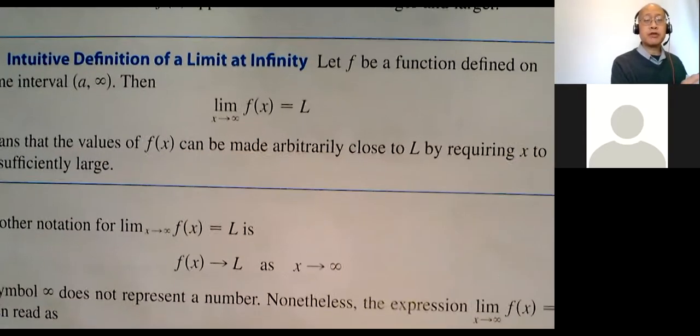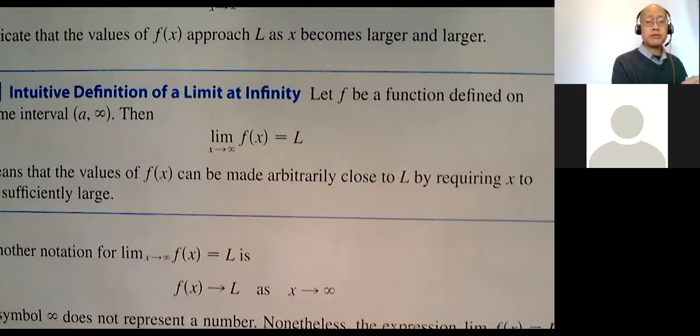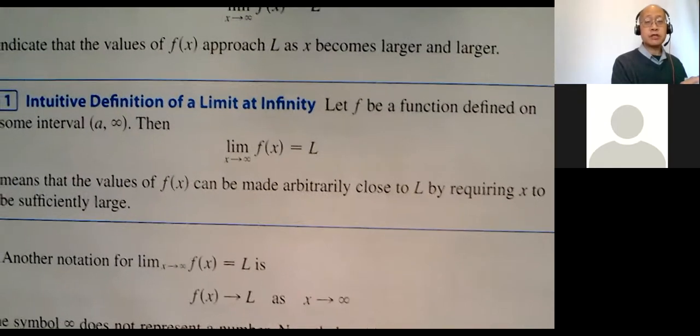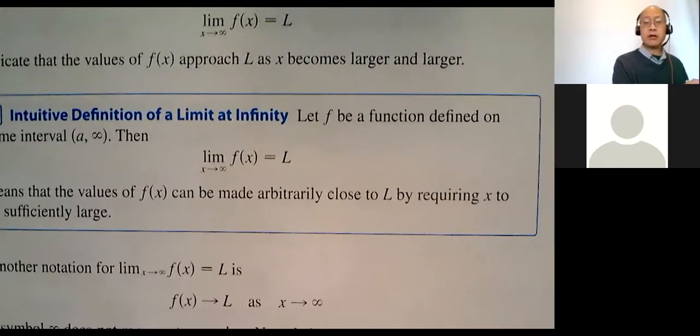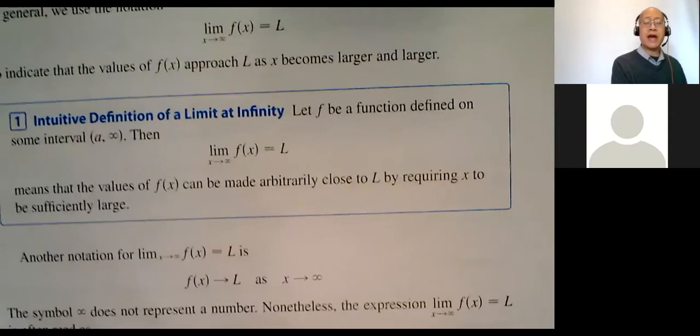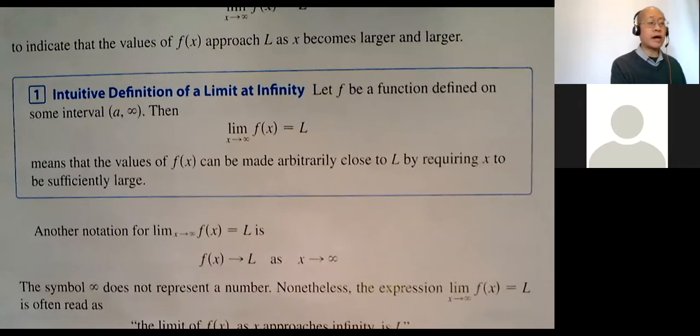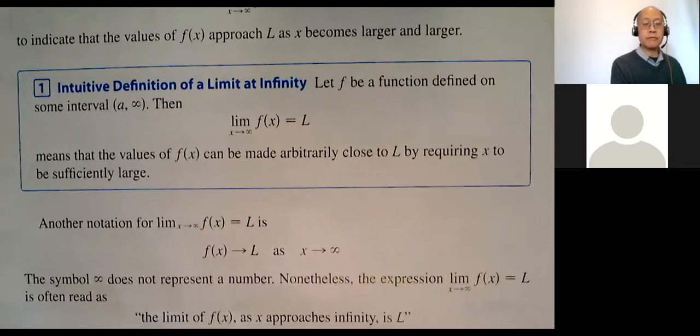Limit as x approaches infinity. Okay, you can also approach negative infinity. Limit as x approaches infinity of f of x is equal to L. So that means when x gets bigger and bigger and bigger, 1,000, 1,000,000, 1,000,000,000, 1,000,000,000,000, the function values, does y approach any one number?